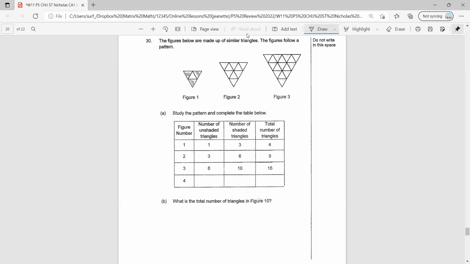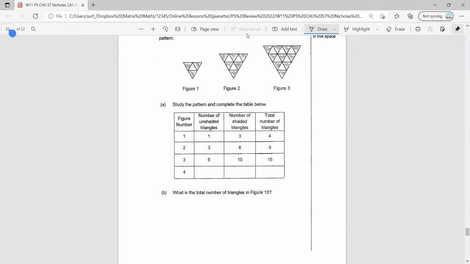Okay, but it's supposed to be like that. Okay, hope you all know. Wait, give me a minute. Let me shade this first. Okay. We need to fill up this table.